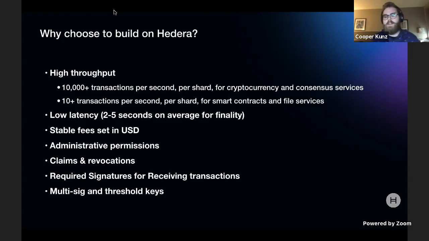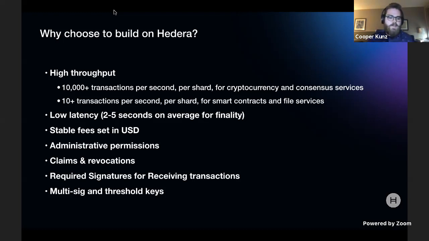Like I discussed earlier, the ability to have administrative privileges where a consortium could collectively say, hey, this is a security bug and we need to pause this and fix it before letting people use it, is a really unique model. Claims and revocations. So with our selective immutability, being able to give someone a driver's license on the network and be able to say, hey, you got in a car accident, we're actually revoking that driver's license and taking it away from you, is another interesting thing that selective immutability in Hedera provides.